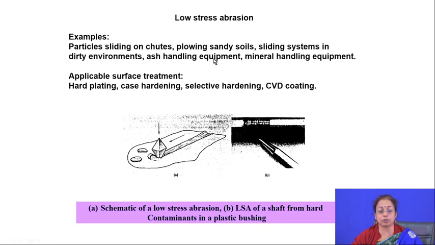and mineral handling equipment. So, in all cases you see that the stress is quite low, but a very hard surface is moving over the soft surfaces. This is the low stress abrasion phenomena.